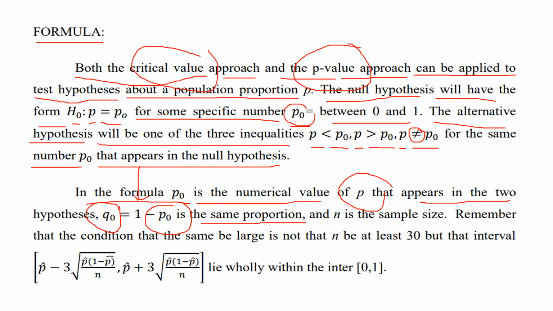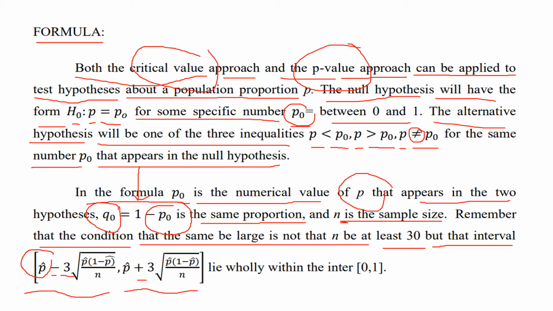This is the sample proportion, where n is your sample size. Remember that the condition is that the sample be large, not that n be at least 30, but that the interval p hat plus or minus 3 times the square root of p hat times 1 minus p hat all over n, with the minus giving your lower limit and the plus giving your upper limit, lie wholly within the interval from 0 to 1. So it should fall in between 0 and 1.